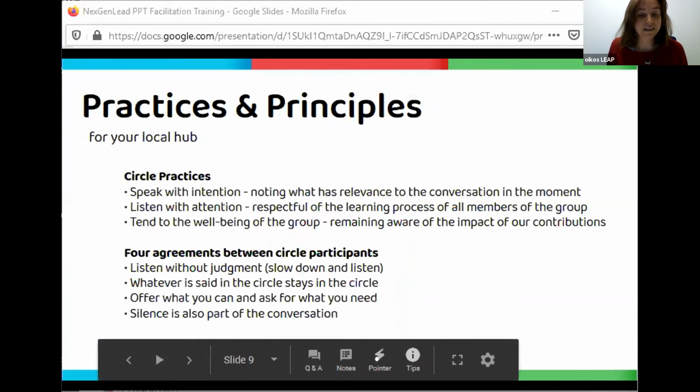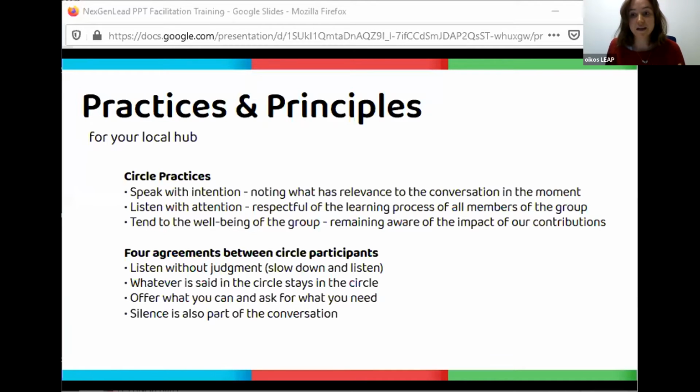And here again are the circle principles and practices I was mentioning that can help you to host a good circle, and they actually hold great value for all types of meetings in general. You can introduce them and agree on them at the beginning of a session. And if you're a facilitator, really make sure to ask the participants if they want to add another principle, but these are the basic ones we always use for our work. Speaking with intention, listening with attention, and tending to the well-being of the group.